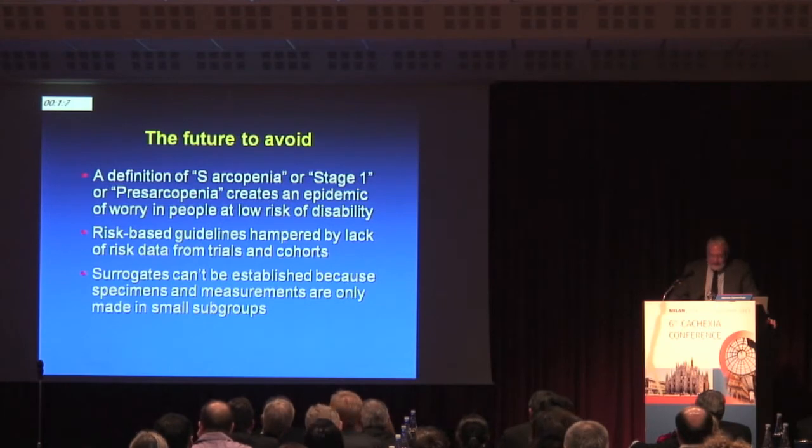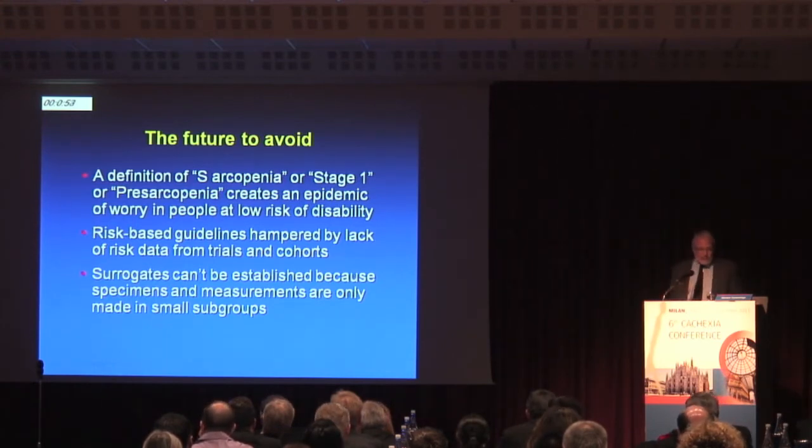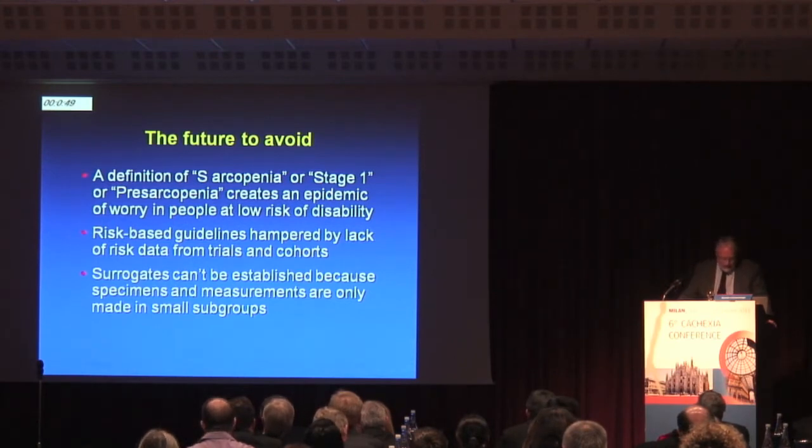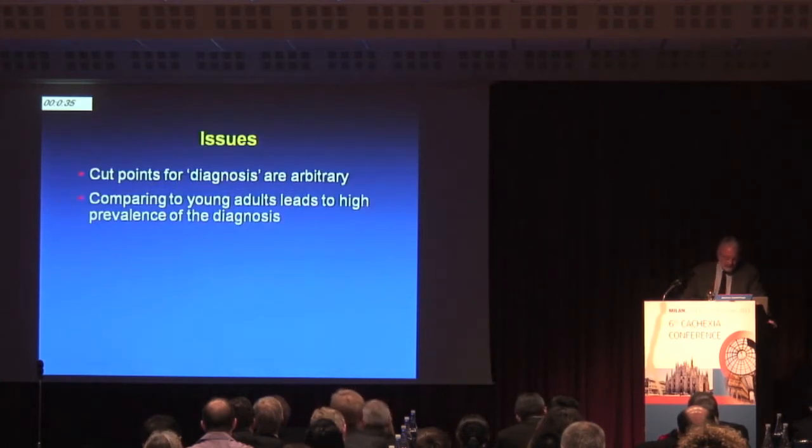And in addition, risk-based guidelines took us a long time to get there, and they're hampered by the lack of risk data from large cohorts and trials in a standardized way. We don't have coordinated assessments of risk in large cohorts that have fractures as an endpoint, let alone disability. And I'm worried that surrogates won't be established because specimens and measurements are only going to be made in trials in small subgroups because it's cheaper in the short term, expensive in the long term when you start to have to continue to pay for large-scale trials.